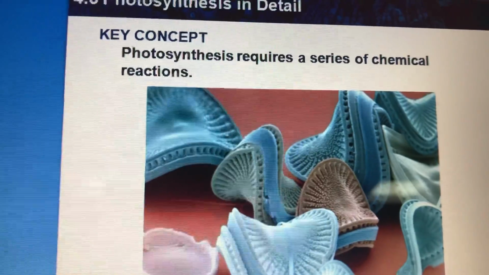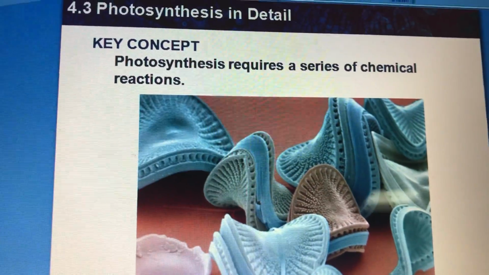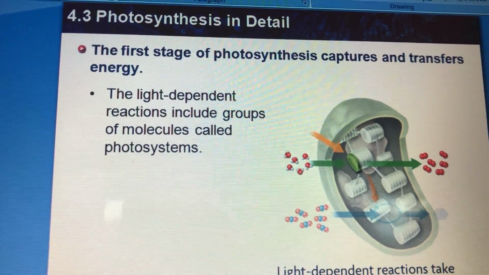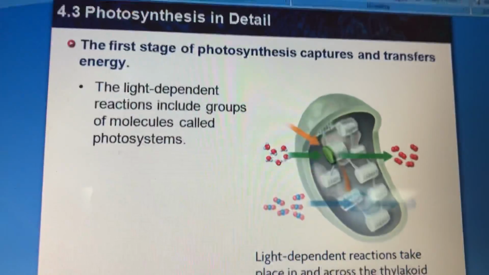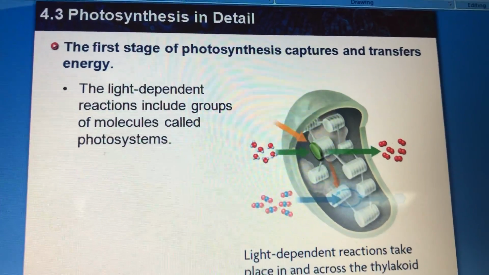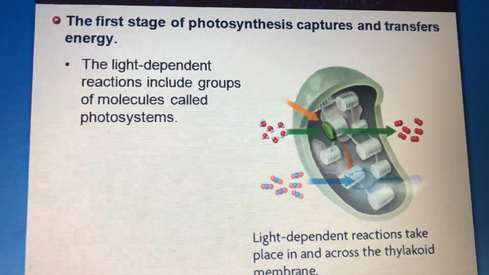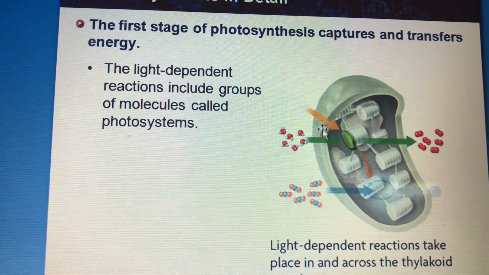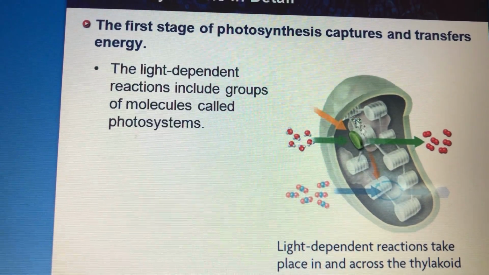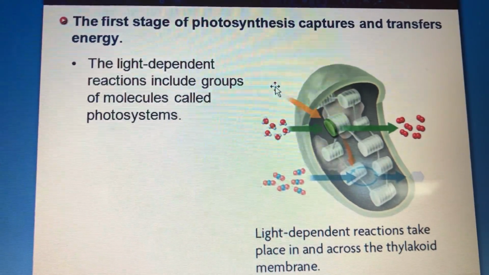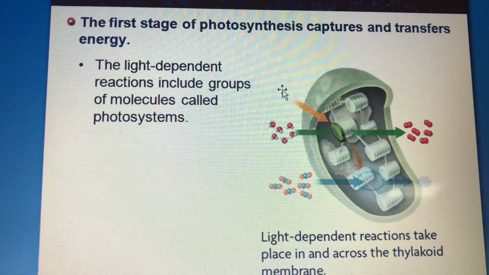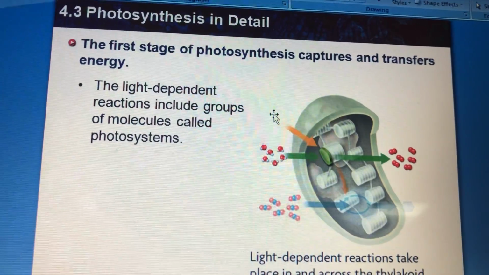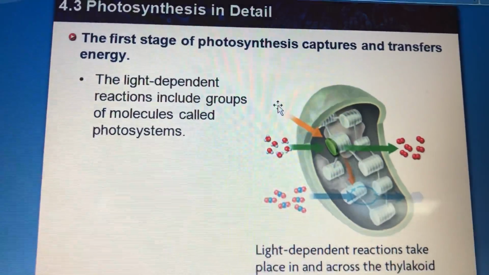Photosynthesis requires a series of chemical reactions. Today we are going to give the first introduction about this part. Now, the first stage of photosynthesis captures and transfers energy, and this happens in the thylakoid, as we said. Don't forget this point. The light-dependent reactions include groups of molecules called photosystems.